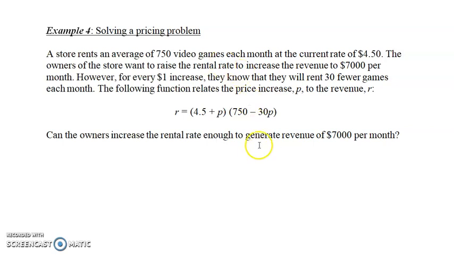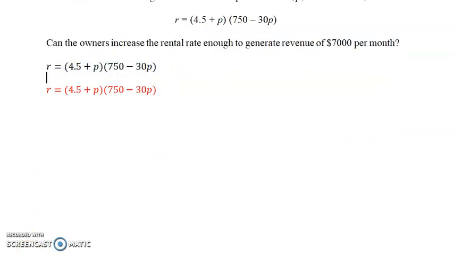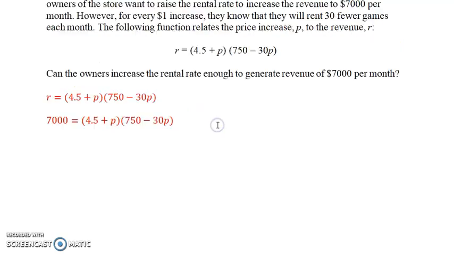All right. So the first thing we'll do is fill in everything we know. So we take our formula. Here it is. Okay. And then we're going to plug in everything we know. So I've rewritten my formula. Now we're going to plug in what we know. We're going to solve for P here, but we know the revenue. We're looking at revenue of $7,000 per month. Okay. So now we're going to do the distributive property here and set this equal to 0.